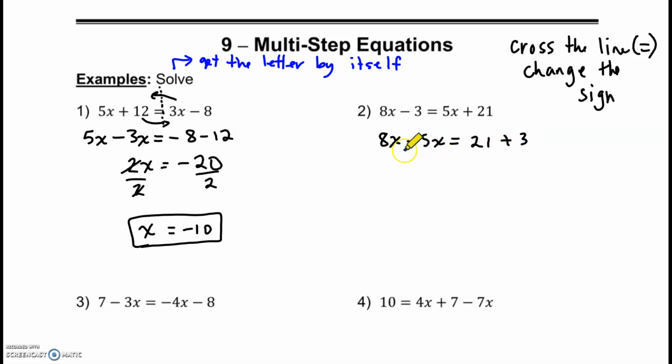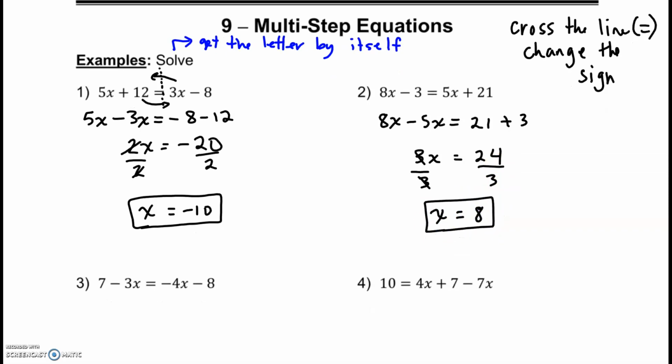And then we just solve each side. 8 minus 5 is a 3x. 21 plus 3 is 24. And then that last step, we got to get rid of times 3, so the opposite is divide 3. Whatever I do to one side, we do to the other. 3 goes into 3 once, so I'm left with x equals 24 divided by 3 is 8.